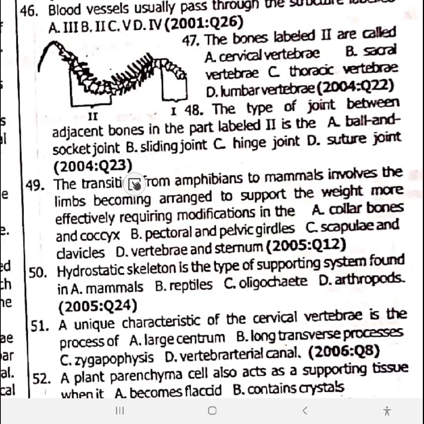49. The transition from amphibians to mammals involves the limb becoming arranged to support the weight more effectively, requiring modifications in the pectoral and pelvic girdles. Option B. 50. Hydrostatic skeleton is a type of supporting system found in oligochaetes like worms. 50 is option C.